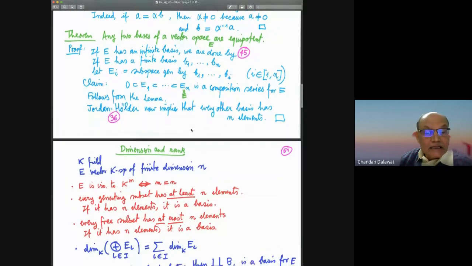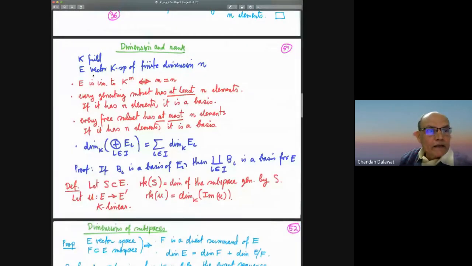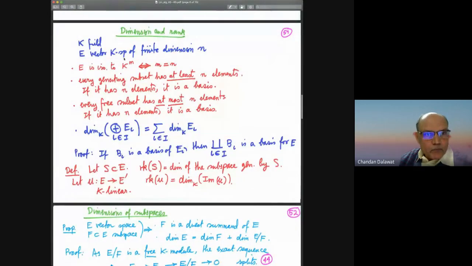So that common number of elements in a basis is called the dimension of a vector space, right? Here it is. E is said to have a finite dimension if it has a finite basis, and the number of elements in that basis is called the dimension of E. So E is isomorphic to K to the M. K to the M, of course, is a vector space over K.